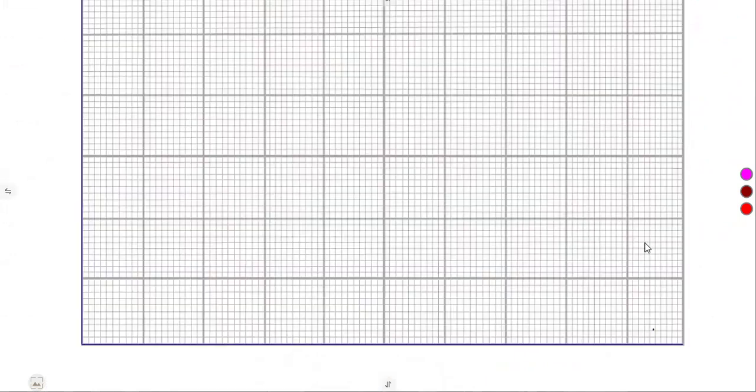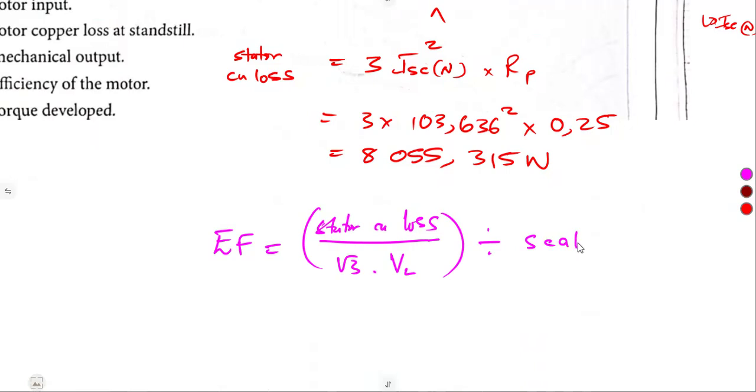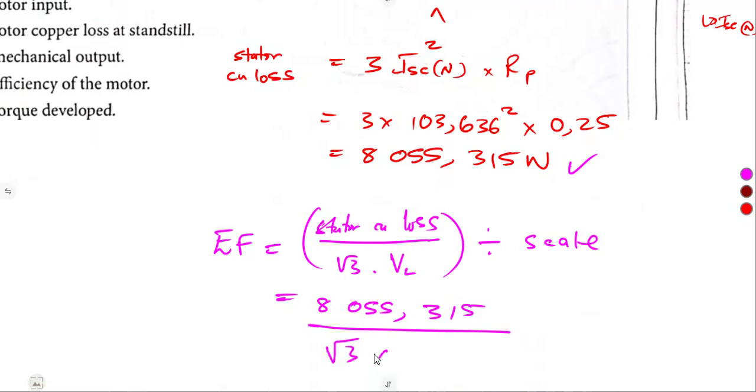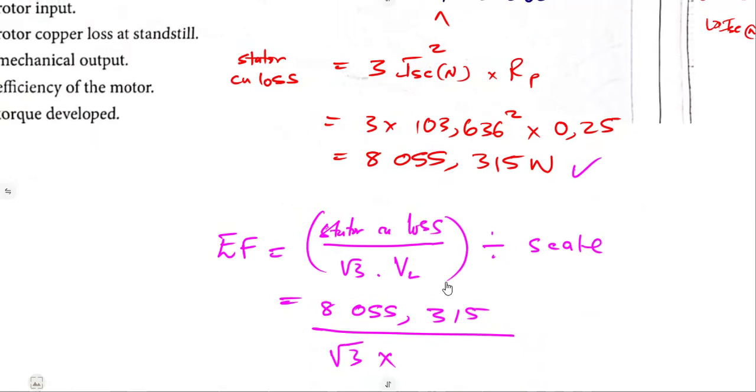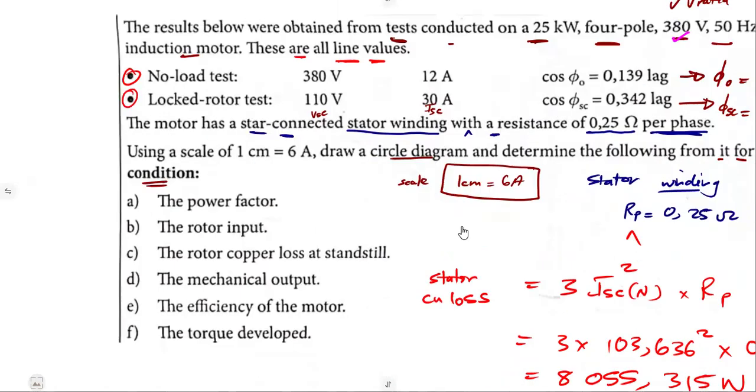We are now determining the exact length for EF. So our EF is going to be the stator copper loss over what? Square root of 3 times the line voltage. Whatever that we are given here, we must divide by what? By the scale. So already the stator copper loss, we determined this: 8,055,315, everything over square root of 3 times the line voltage. Remember, that was 380 from the given properties of the motor. Our rated voltage there, 380.